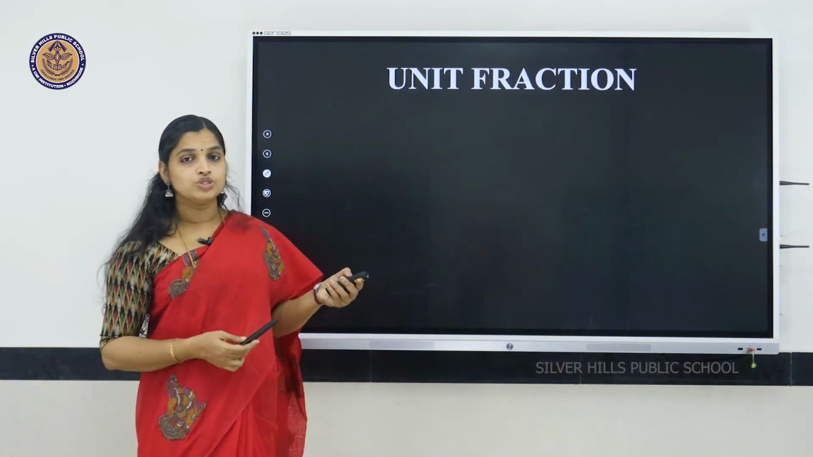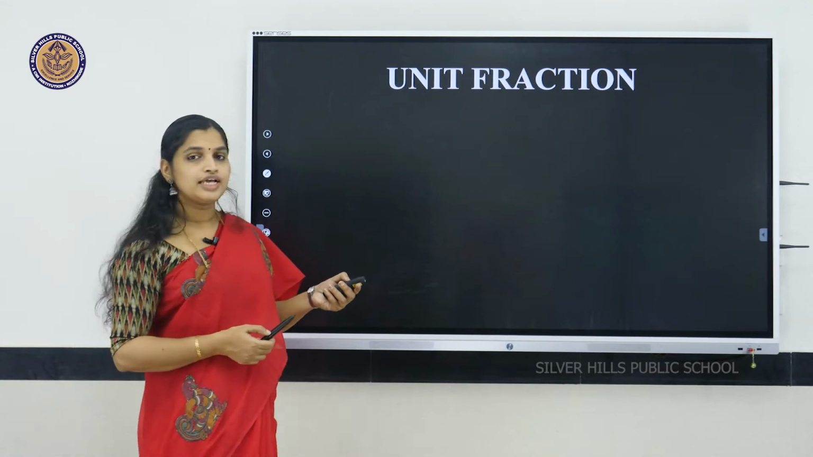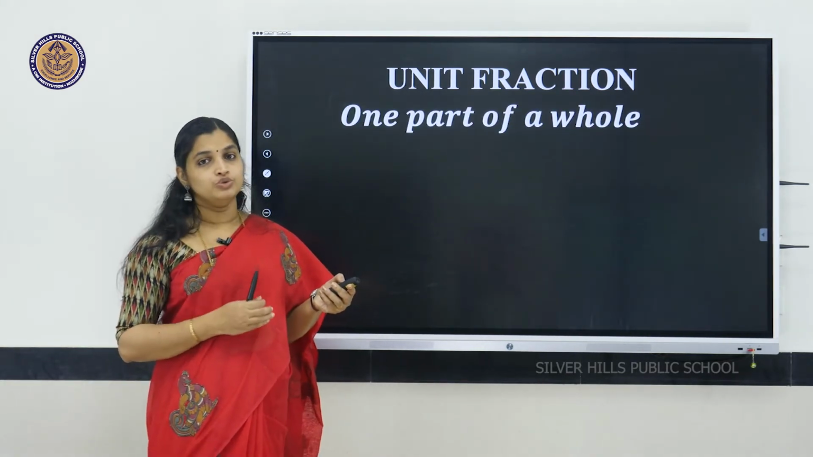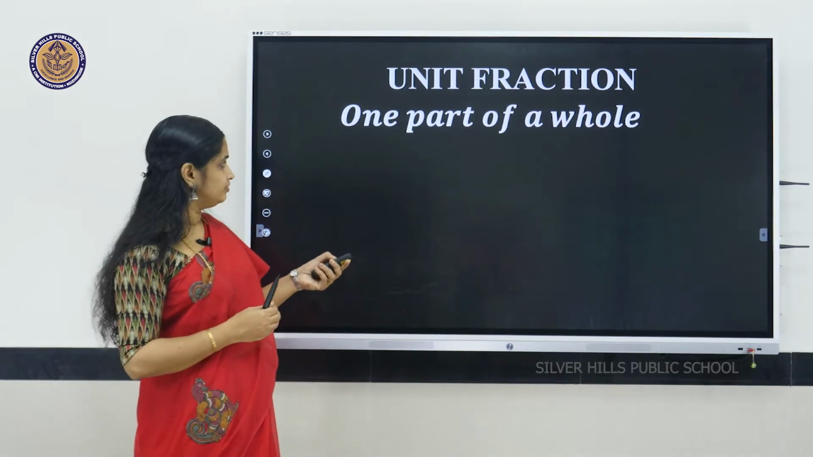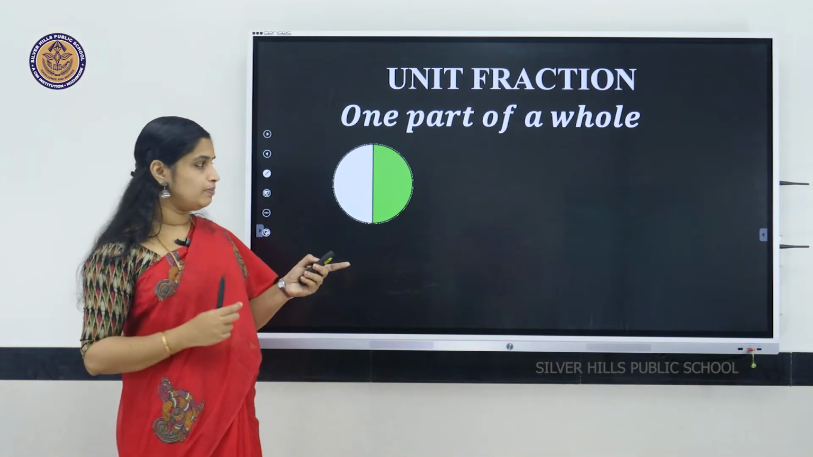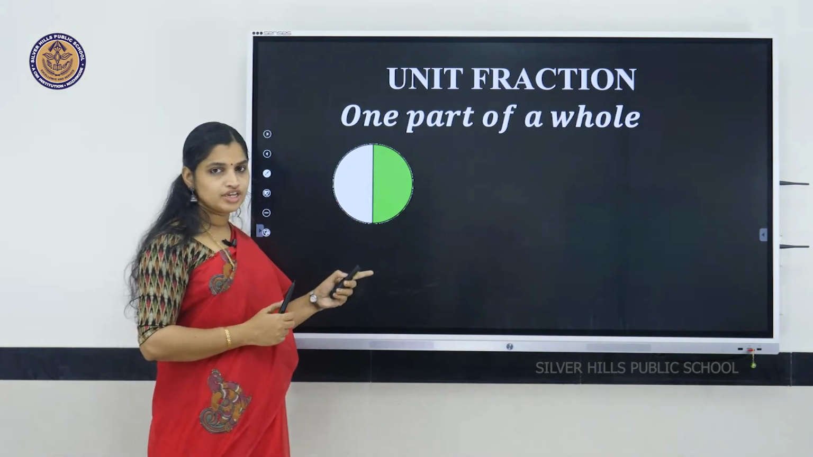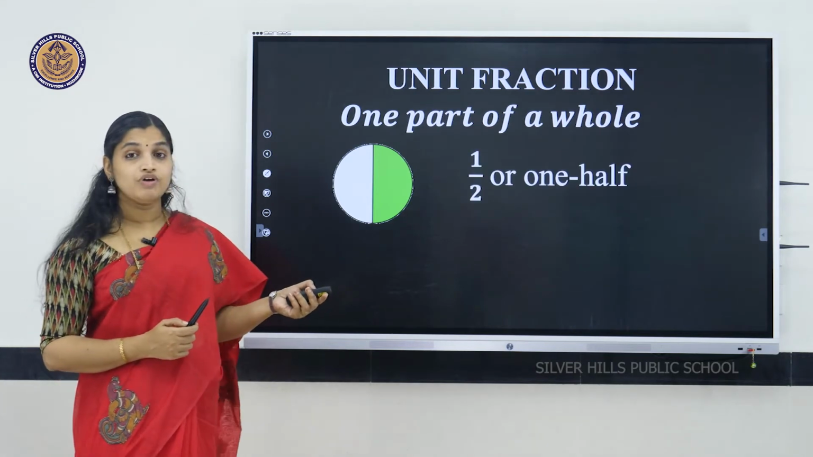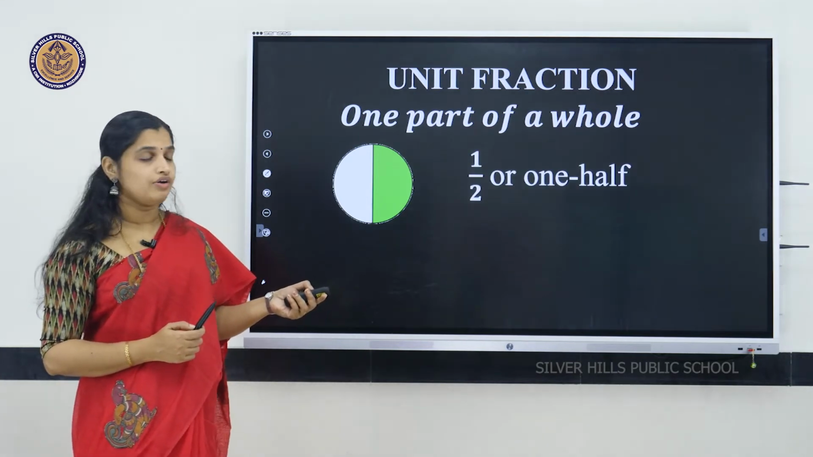Now next we are going to see unit fraction. What is actually a unit fraction? One part of a whole is a unit fraction. Now here the circle is divided into 2 equal parts and one part is shaded. So we can say that it is 1 by 2 or 1/2.